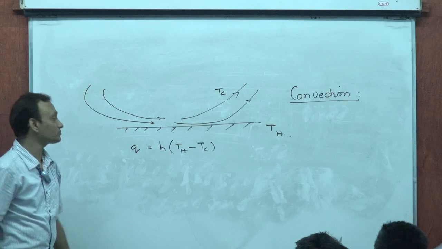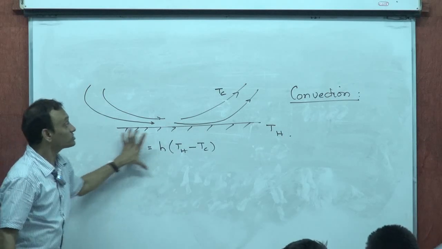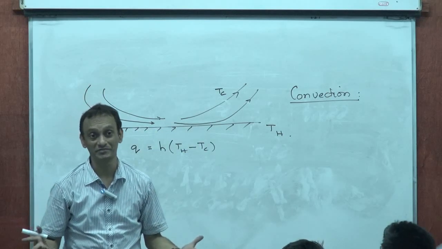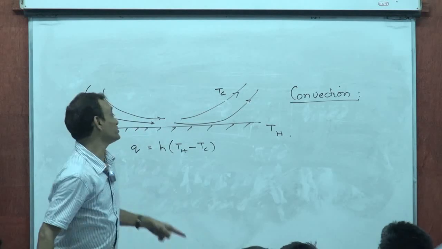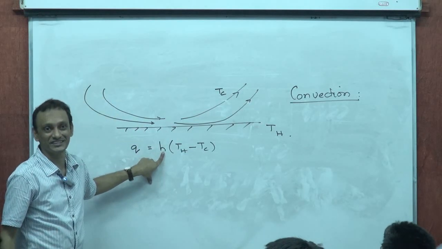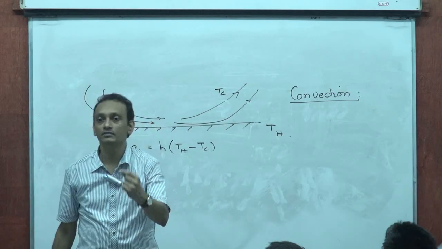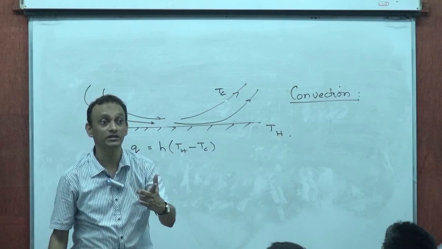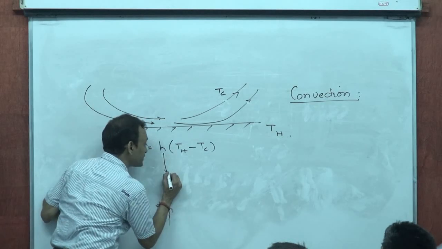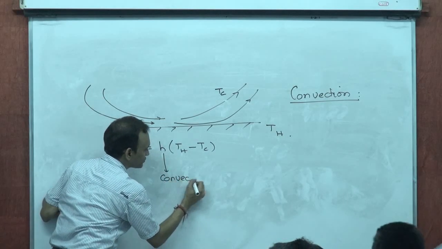Now the problem is, it looks so easy, and why is it not kept in the syllabus, right? The problem is obtaining this value of h. It's the biggest problem in heat transfer. This is called the convective heat transfer coefficient.